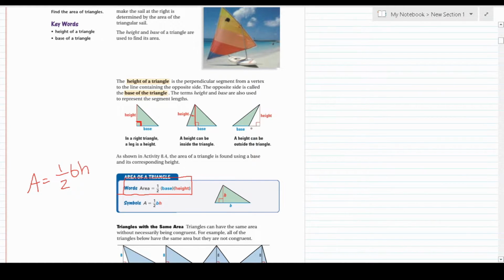And in this triangle, which is an obtuse triangle, we can see that the base is here, but the height is now outside the triangle. Okay, so again, in a right triangle, the height is right along the side of the triangle that's closest to the hypotenuse. In this triangle, which is an acute triangle, the height is inside the triangle, and in this triangle, which is an obtuse triangle, the height is outside the triangle.